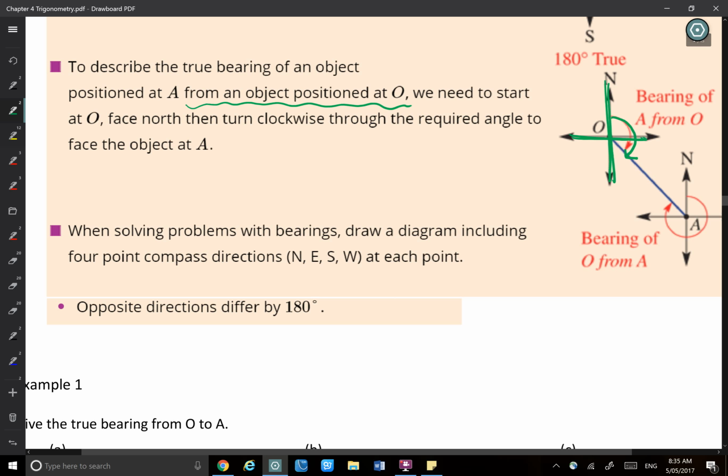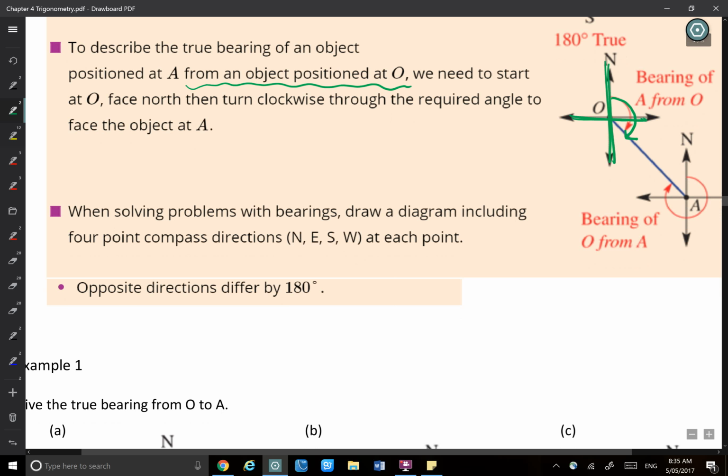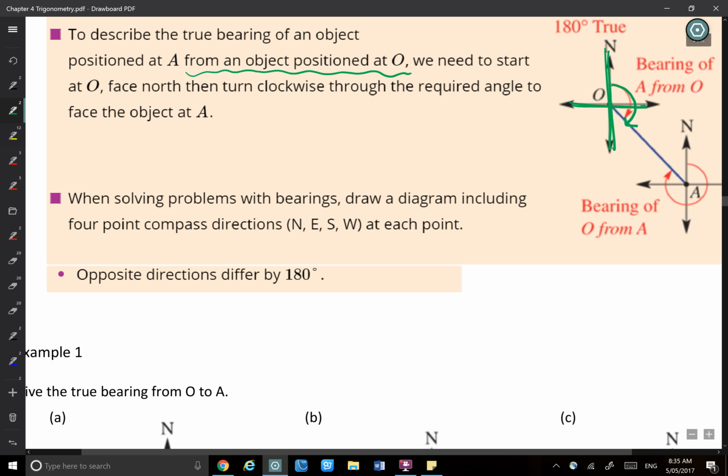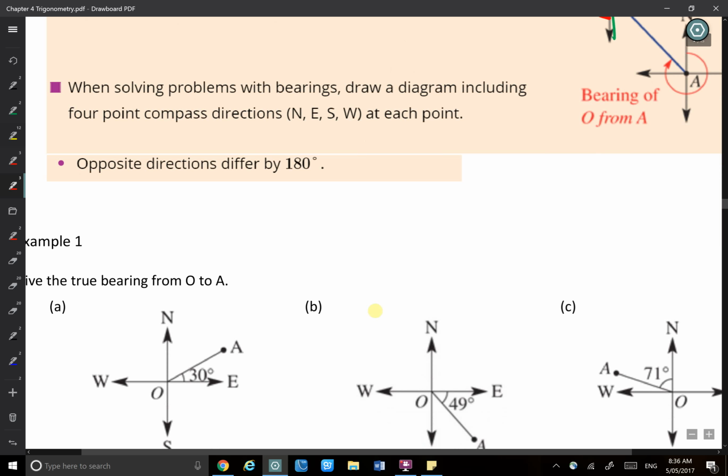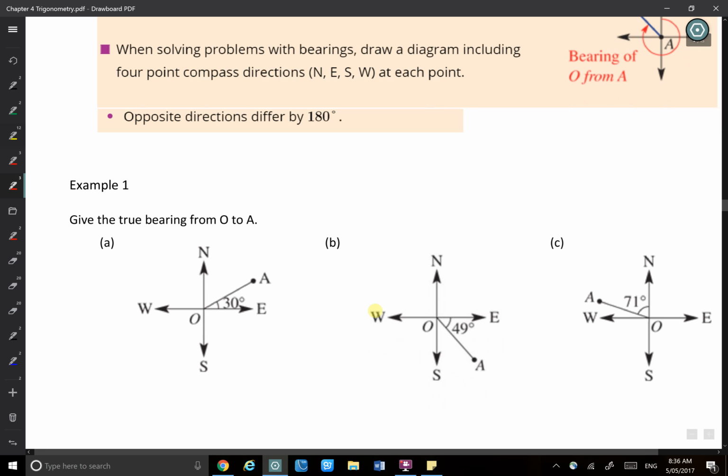When solving problems with bearings, draw a diagram including the four compass directions, north, east, south, west, at each point. Opposite directions differ by 180 degrees. So here to here is 180 degrees, and here to here is 180 degrees. Then let's have a think about the bearings here.